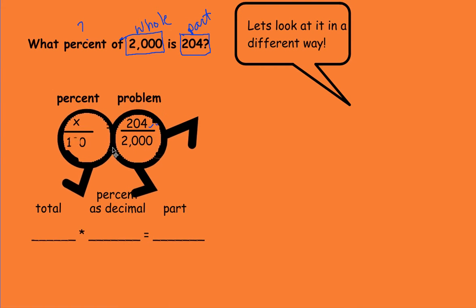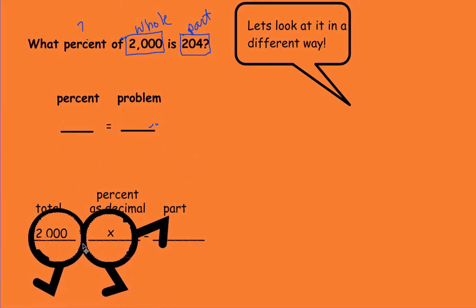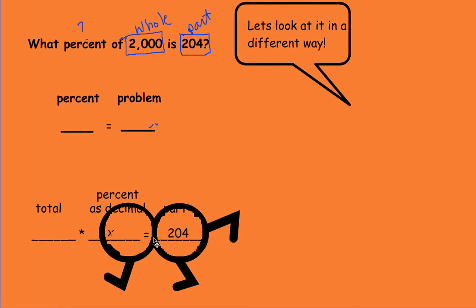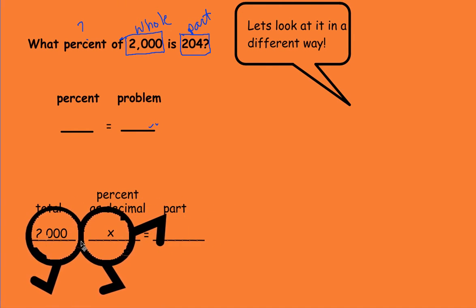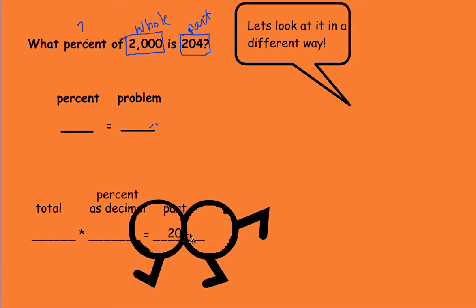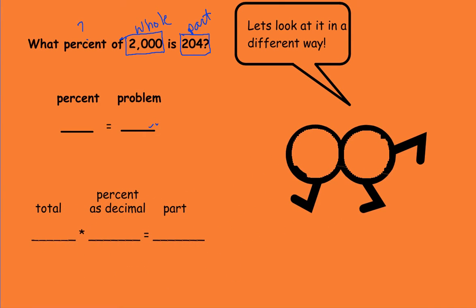And in this case, you know that your total is 2,000, your percentage is unknown, but whatever that is, so you have 2,000 times x is equal to 204, because it's your total, percent as a decimal, and part. And we know 2,000 was the total. Your percent as a decimal in this case is unknown. I almost said 45 because that's what we just did. And your part is 204.